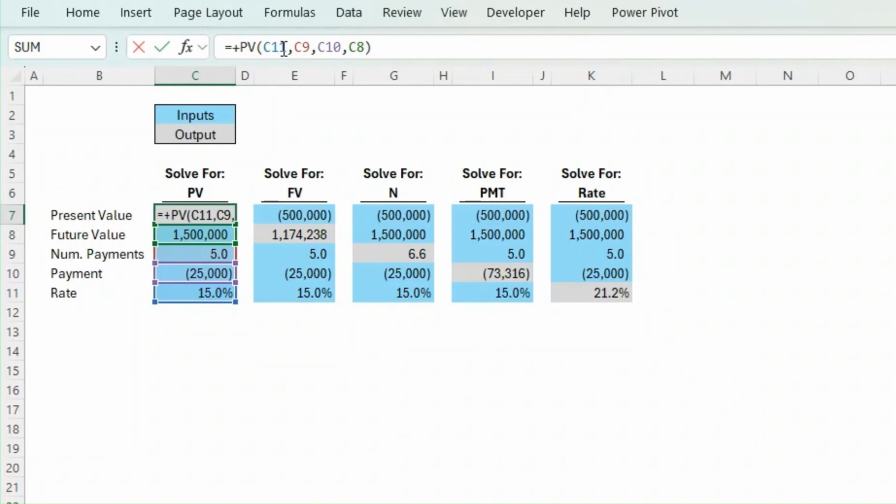The first input is the rate. We're going to assume 15%. The number of payments is going to be our 5 here. The payment amount is going to be this 25,000, and the future value is going to be this 1.5 million.